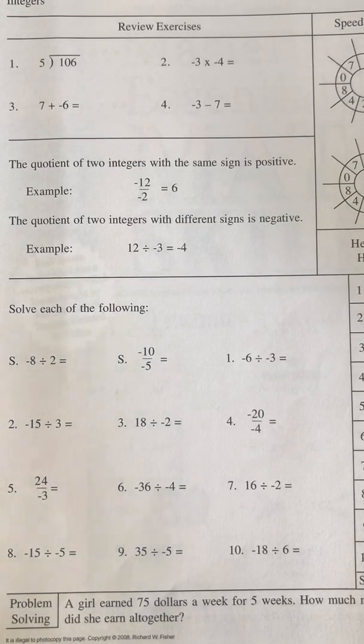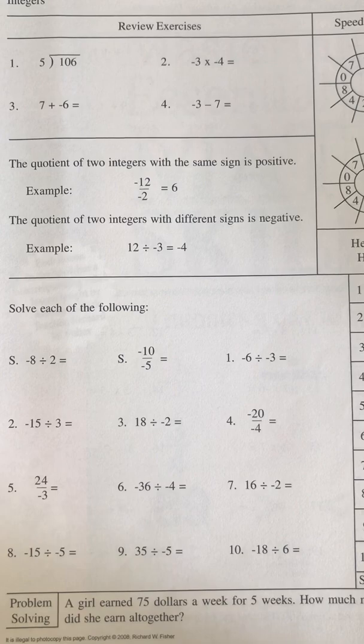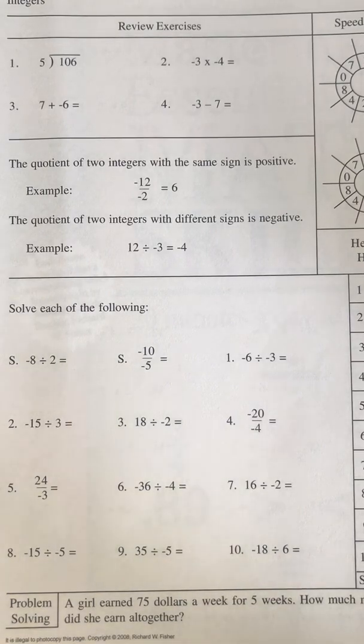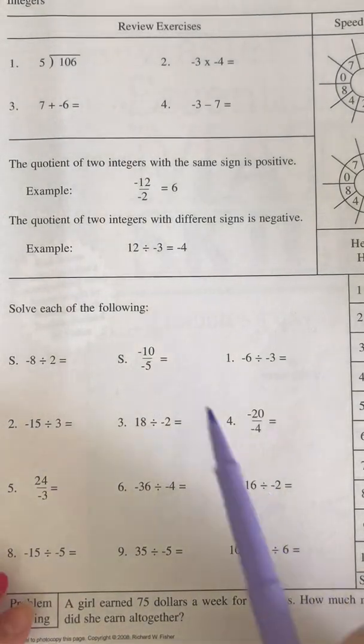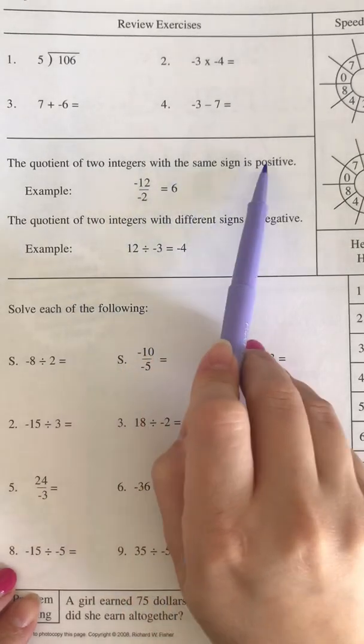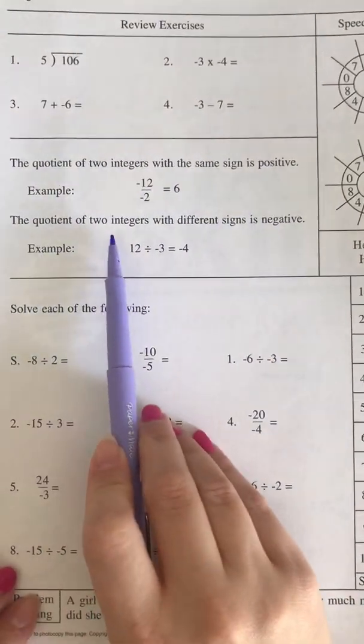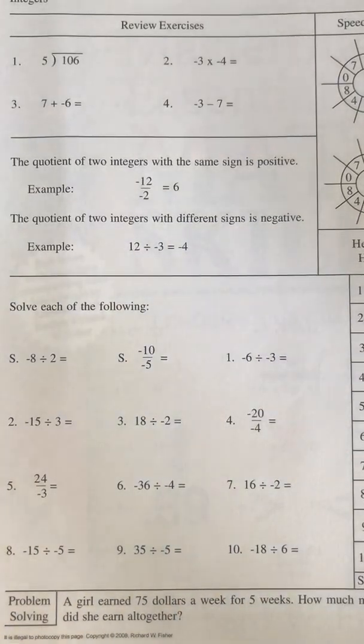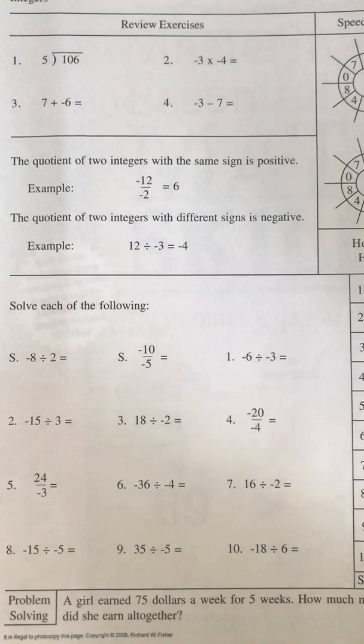Good morning. So here for Wednesday, we are starting to divide our integers. We have done our addition, our subtraction, we did our multiplication Monday and yesterday, and today we're starting to divide. And the great thing about dividing integers is the rule for dividing integers is the same as when multiplying integers. The quotient of two integers with the same sign is positive. The quotient of two integers with different signs is negative. So same rules as when you're multiplying, except this time you're dividing.